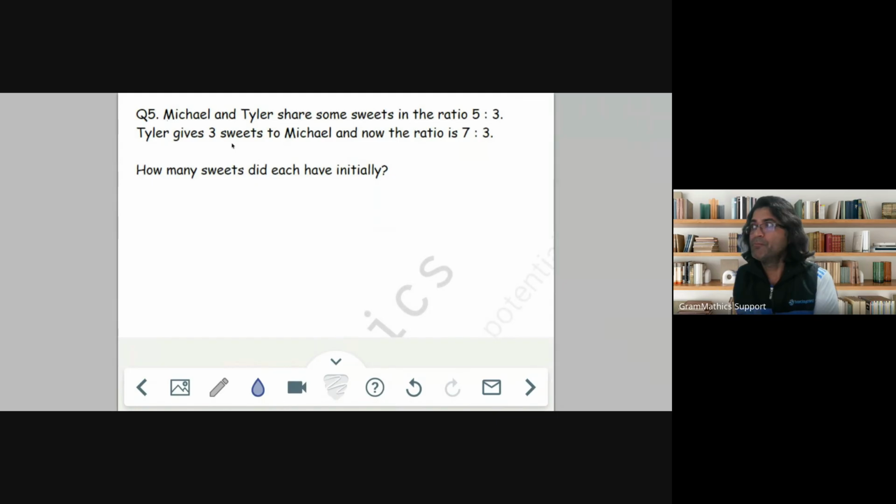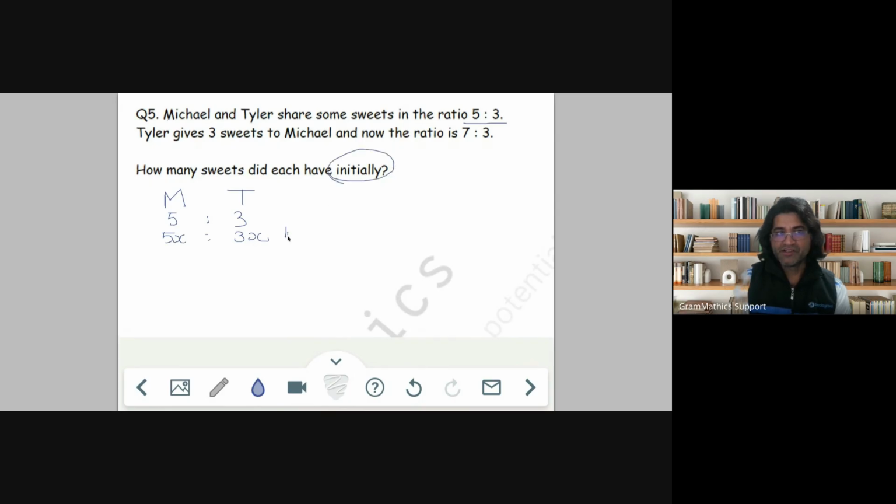Okay, so Michael and Tyler share some sweets in ratio 5:3. As I always like to do, I translate it. Michael and Tyler, 5:3. Because I don't know exactly what number of sweets they have, I make this 5 times x and this 3 times x, and this is, as the word says, initially, which means I have to come here after I get the value of x and get 5x and 3x to give the right answer. X is not my final answer. My final answer is 5x and 3x.